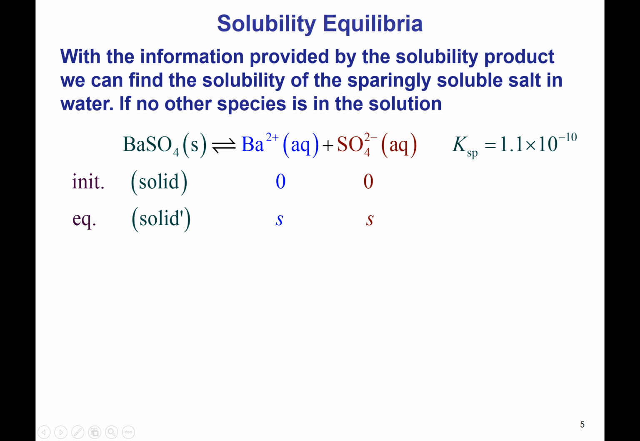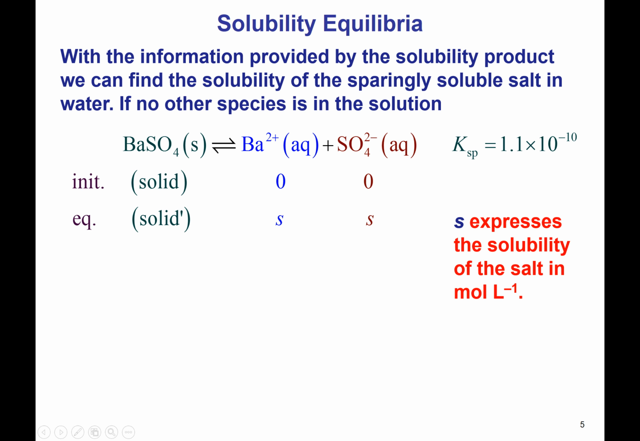Then we let the dissolution take place and we wait until equilibrium is reached. Notice that some of the solid will dissolve, and therefore we have a smaller amount of solid present in contact with now the solution. Notice that per mole of barium sulfate that dissolves, 1 mole of barium is produced, and 1 mole of sulfate anions are produced. So if S moles per liter, and S is the solubility of the salt expressed in moles per liter, if S moles per liter of barium sulfate dissolves, S moles per liter of barium cations are produced, and S moles per liter of sulfate anions are produced. In this case, things are very simple because the stoichiometric coefficients are 1. Later we're going to complicate.